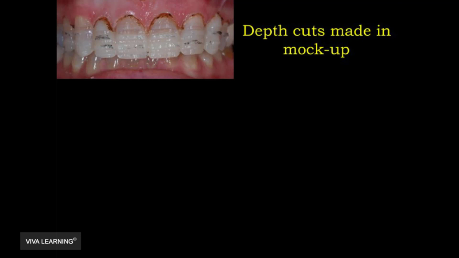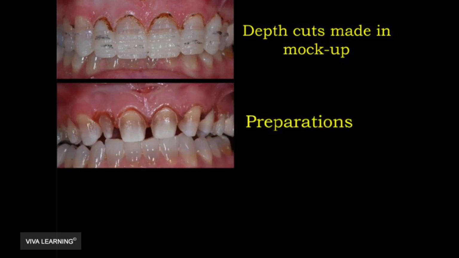And then we'll take our depth-cutting burr. Since our arch form and our facial contours have been established, we have ideal facial symmetry. We're going to do our depth cuts through the mock-up before we take the material off. Here in the first slide, we've taken these depth cuts through the mock-up material. Then we'll take a pencil or an indelible marker and color in those depth cuts so that when we remove the material, we can see exactly where they are.